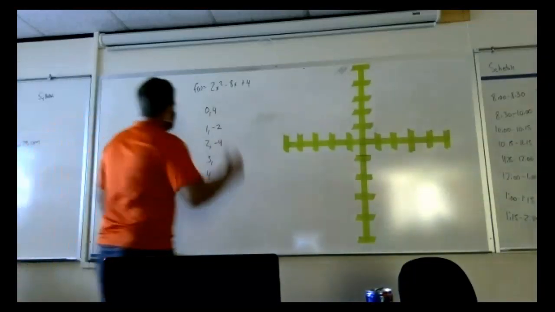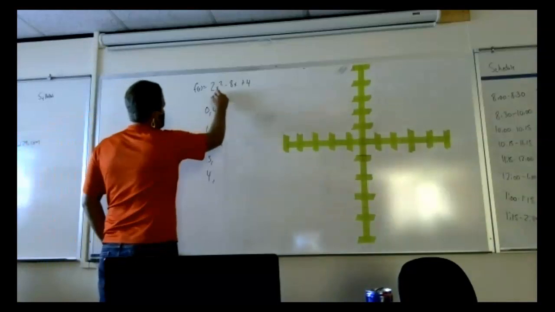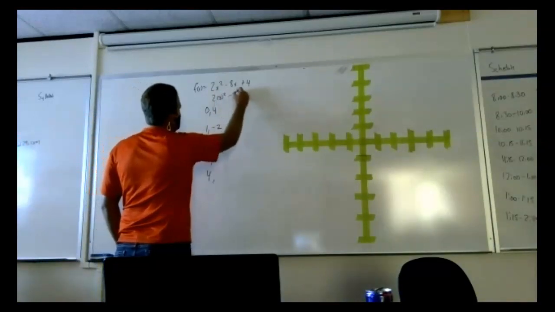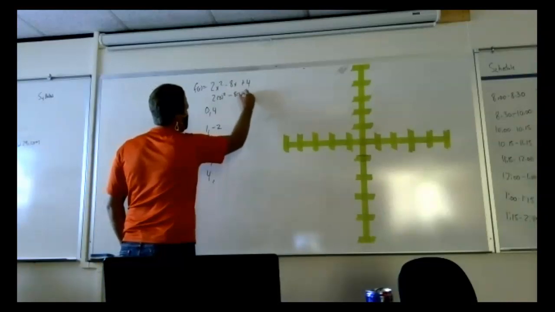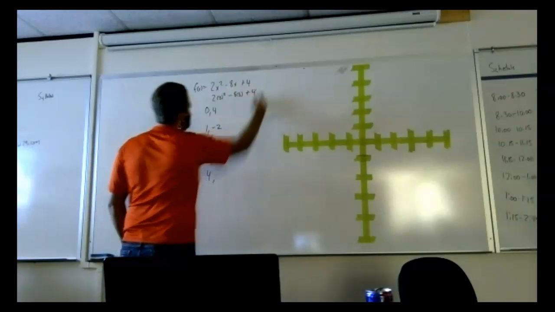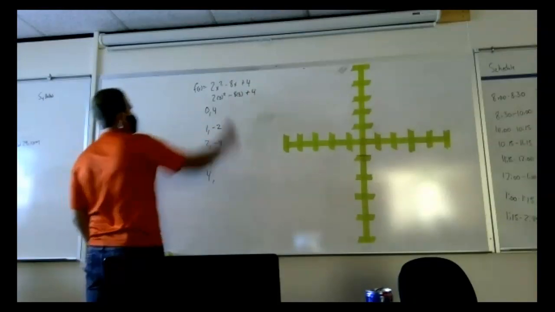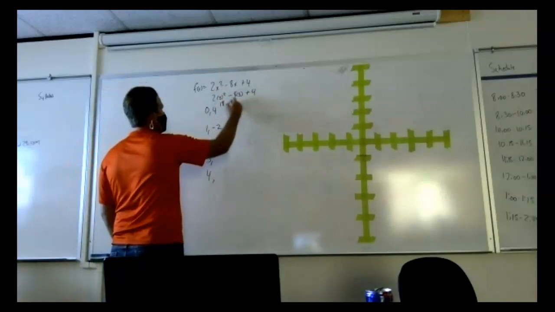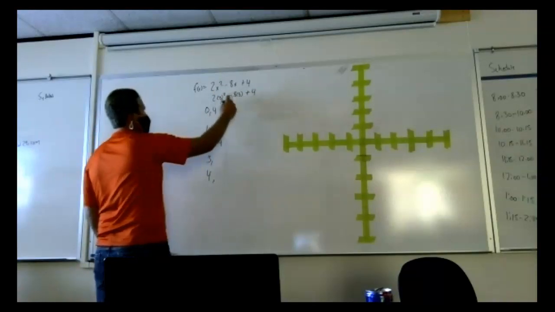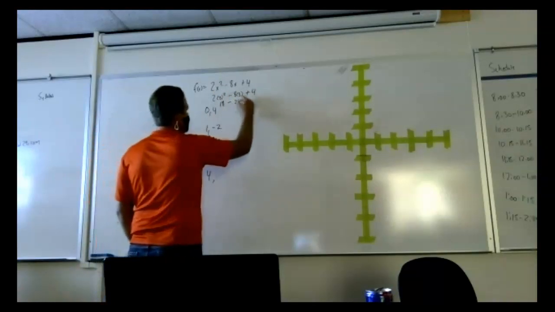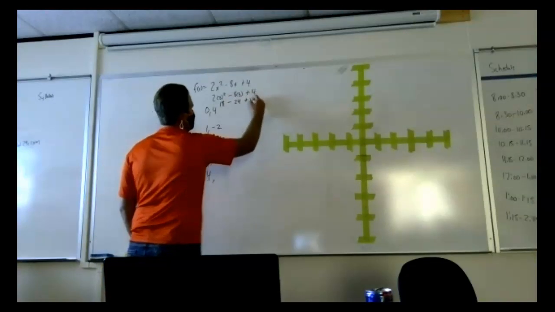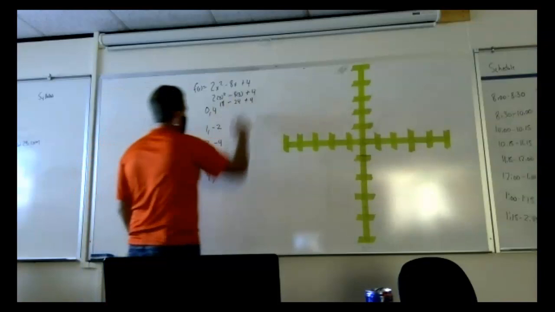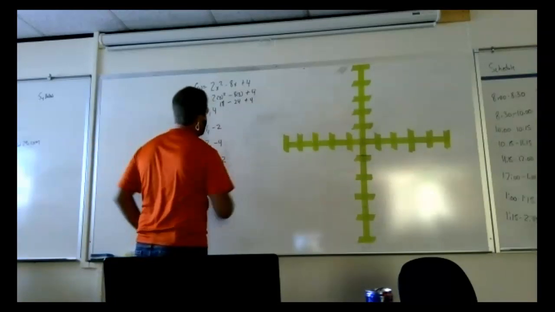Now the next one is 3. So 2 times the quantity of 3 squared minus 8 times 3 plus 4. Then we use our order of operations. 3 squared is 9 times 2 is 18. Minus 8 times 3 is 24. Plus 4. 18 minus 24 is negative 6. Plus 4 is a negative 2.